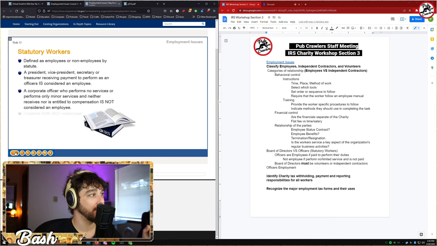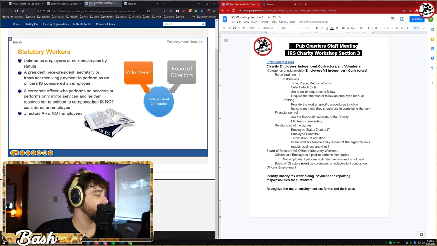By contrast, the code defines the board of directors of a corporation as non-employees. So your 501c3 must classify them as independent contractors or volunteers for tax purposes. This applies if your organization pays its board members to attend board meetings or otherwise compensates them for performing their duties as directors. Select the continue button to learn more about categorizing officers.